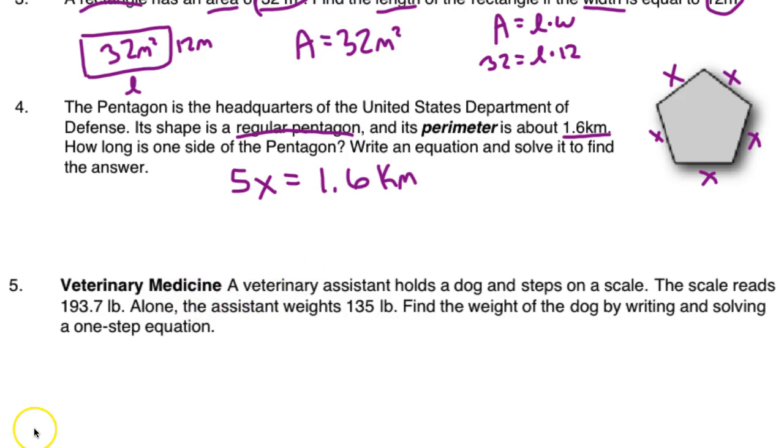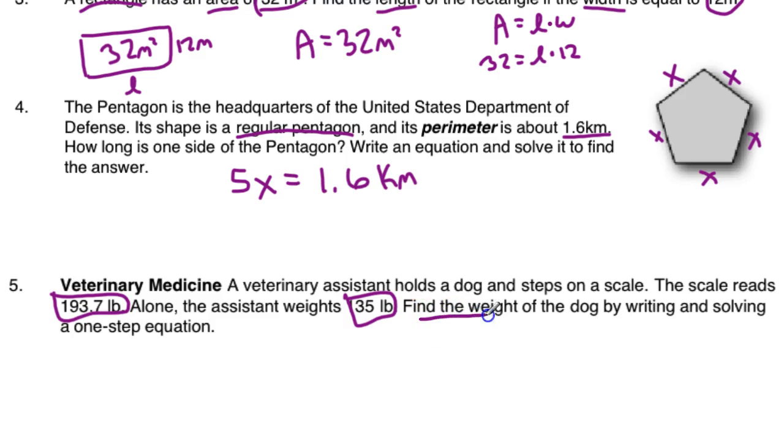Last one, veterinary medicine. A veterinary assistant holds a dog and steps on a scale. The scale reads 193.7 pounds. Alone, the assistant weighs 135 pounds. Find the weight of the dog by writing and solving a one-step equation. So a veterinary assistant is holding a dog and steps on a scale. So imagine a person holding a dog. When they get on the scale, it reads 197.3 pounds. All right. Alone, the assistant weighs 135 pounds. Find the weight of the dog by writing and solving the equation.